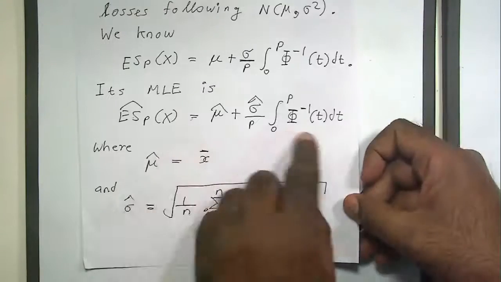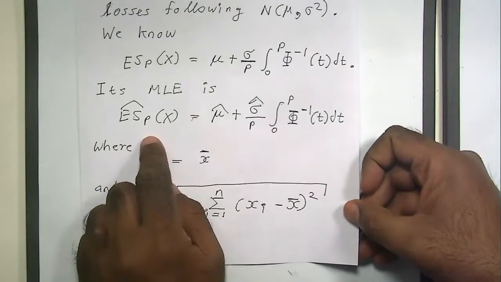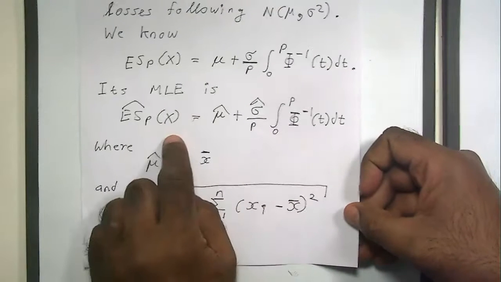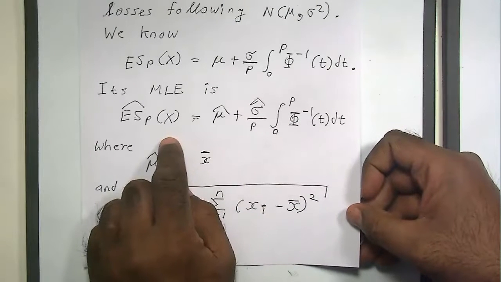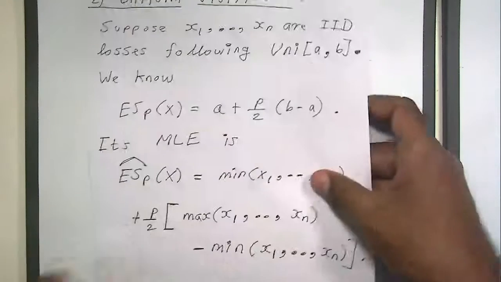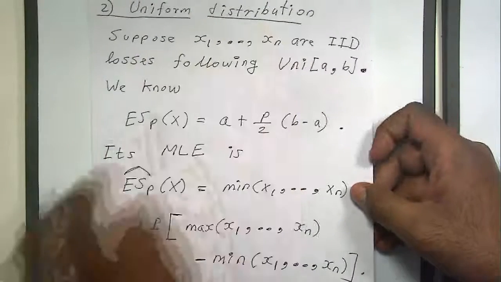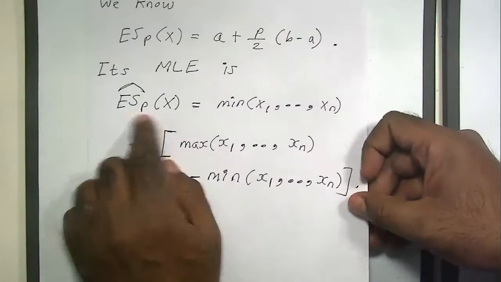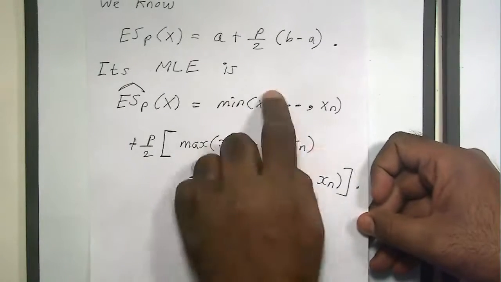Under this, the estimator is given by this. This is the estimator for the normal distribution, right? The second one is the uniform distribution, and under this, the estimator for ES is given by this formula.